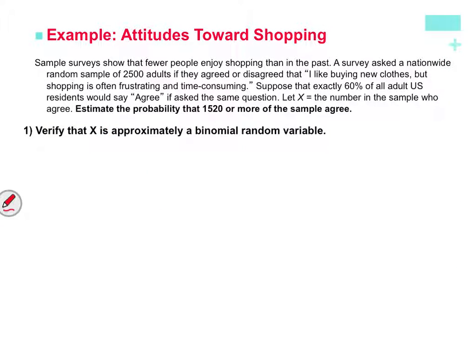So, a quick example of this. Sample surveys show that fewer people enjoy shopping than in the past. The survey asked a nationwide random sample of 2,500 adults if they agreed or disagreed that "I like buying new clothes, but shopping is often frustrating and time-consuming." The population that the poll wants to draw conclusions about is all U.S. residents aged 18 and over. Suppose that exactly 60% of all adult U.S. residents would say agree if asked the same question. Let X equal the number in the sample who agree.